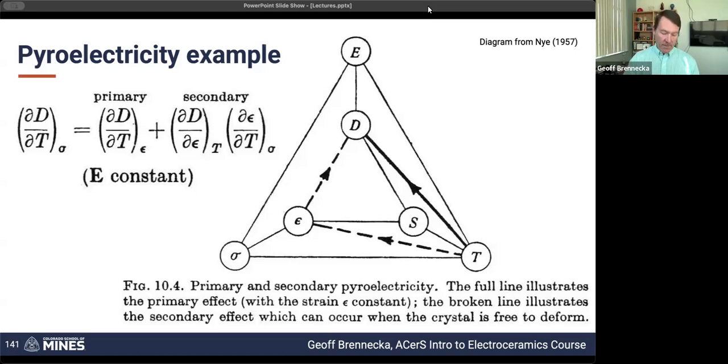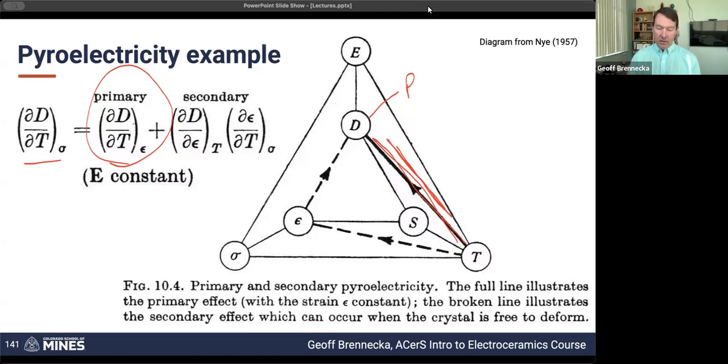So this is one example for if we're coupling between temperature and displacement. So in this case, D is basically the same thing as polarization. dP/dt or dD/dt, the change in polarization with temperature, that's just the pyroelectric effect. So we've already described that one. It's the amount of spontaneous polarization, how much the spontaneous polarization changes as we change temperature. There's a primary contribution to it, which is this dark line here. That's just the direct, because crystallographically we have a change in polarization when we change temperature.